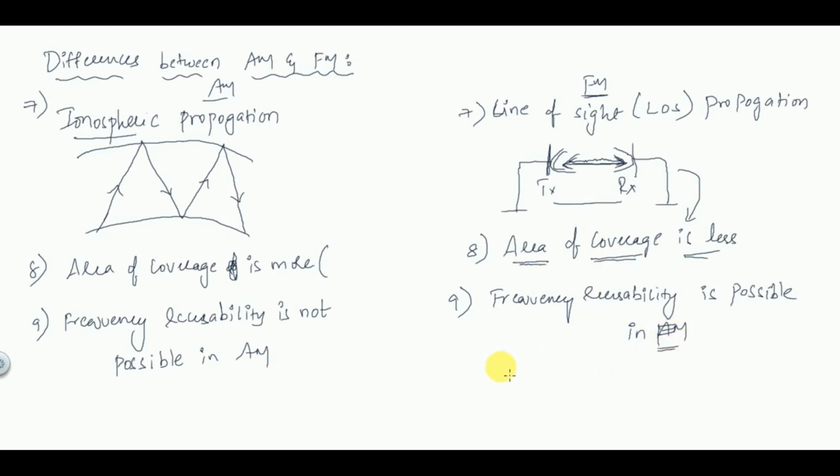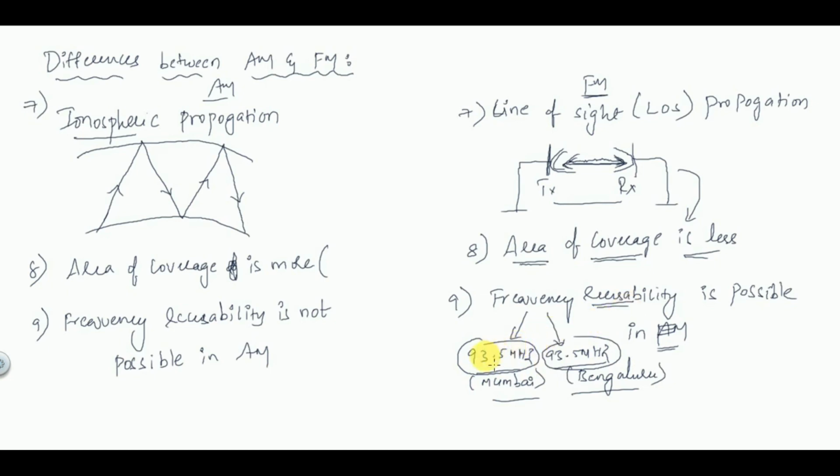Since the area of coverage is less in FM, the same frequency can be used in two different cities. Suppose there is an FM channel of frequency 93.5 megahertz used in one city, Mumbai. The same frequency 93.5 megahertz can be used in another city, say Bangalore, because the signal transmitted in Mumbai cannot interfere in Bangalore. So that is why frequency reusability is possible in the case of FM.